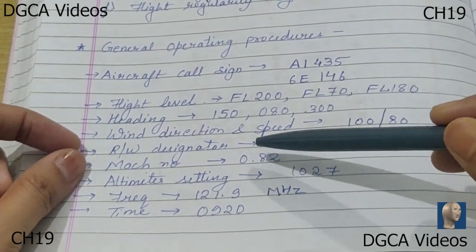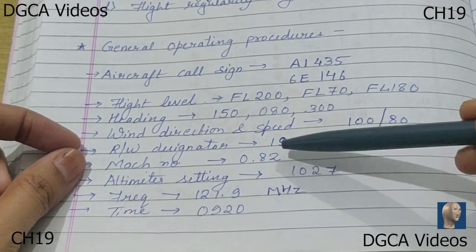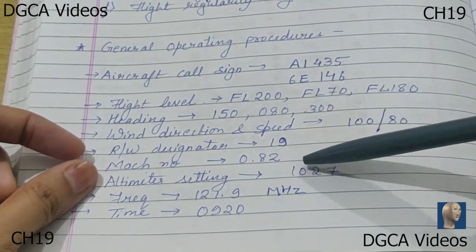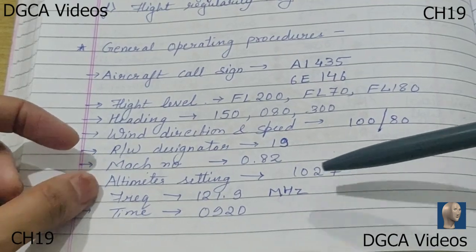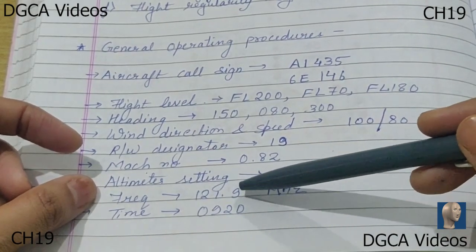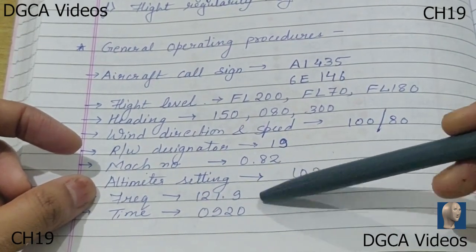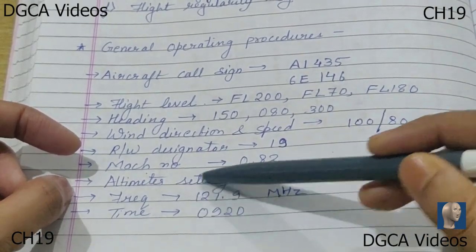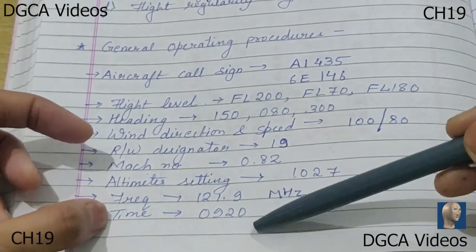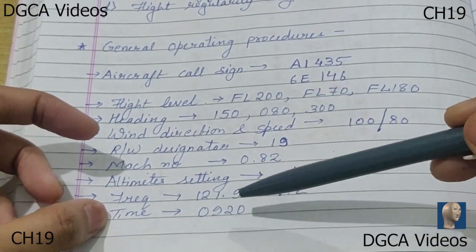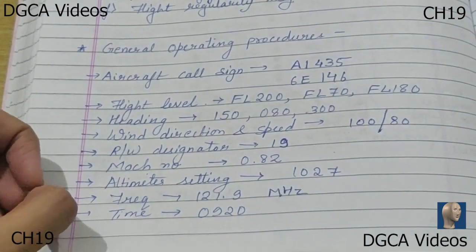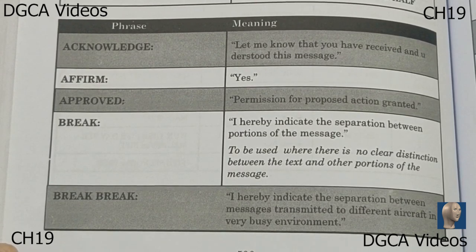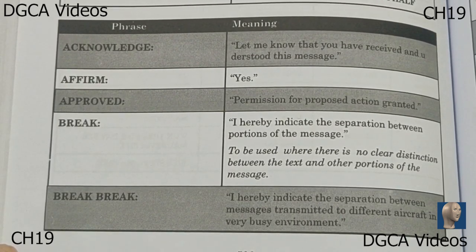Mach number is again 0 decimal 2, and altimeter setting will be 1027, frequency 121.9er. Don't say megahertz, kilohertz, nothing. You don't have to say anything. You just have to tell this quantity. And time will be said as 0920. Understood?